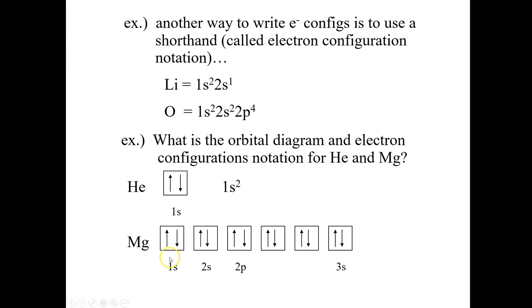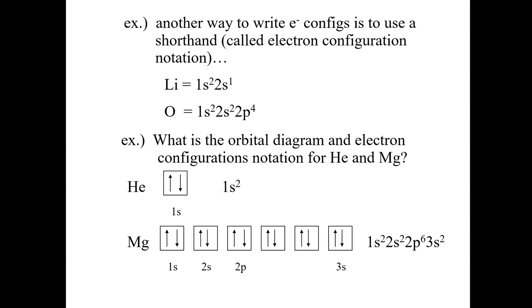So, if you write this out in configuration notation, it would be 1s2, 2s2, 2p6, 3s2. Notice I don't put any spaces in between these. And in fact, if I were to read this off, I wouldn't read it with any pauses either. Magnesium's configuration is 1s2, 2s2, 2p6, 3s2.